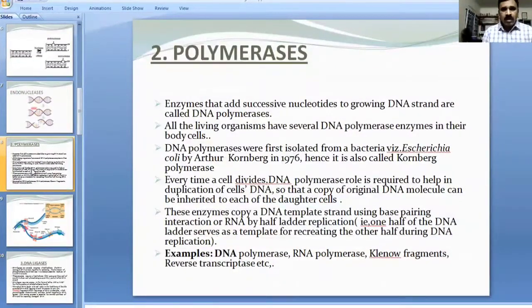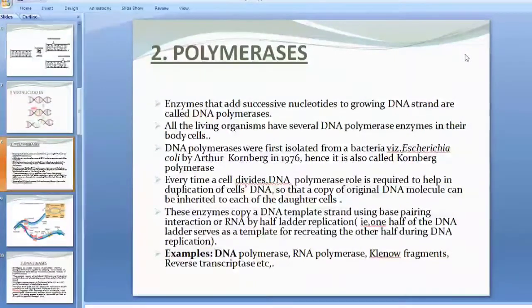Now come to the polymerases. This is the second type of DNA modifying enzymes. I think you are familiar with DNA polymerase, another very important tool or enzyme which is useful in rDNA technology. These polymerase enzymes add successive nucleotides to growing DNA strands. Almost all organisms have several types of DNA polymerase enzymes in their body cells.